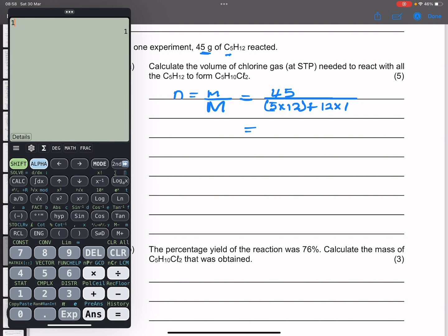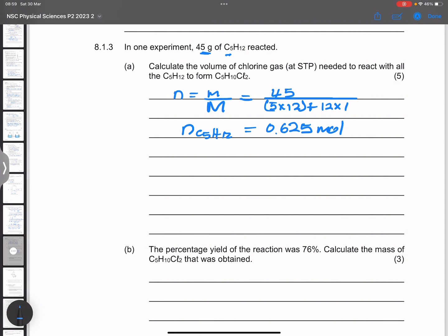So that would be 45 divided by 5 times 12 plus 12 times 1, which is 12. I get 0.625 moles. Now remember, what is this? This is the number of moles of C5H12. But what do we want? We want to find out about chlorine, right?